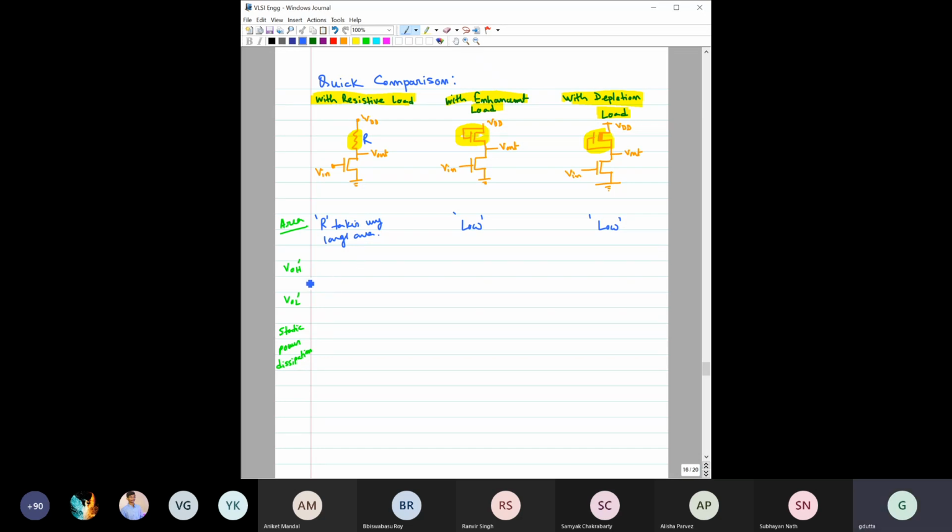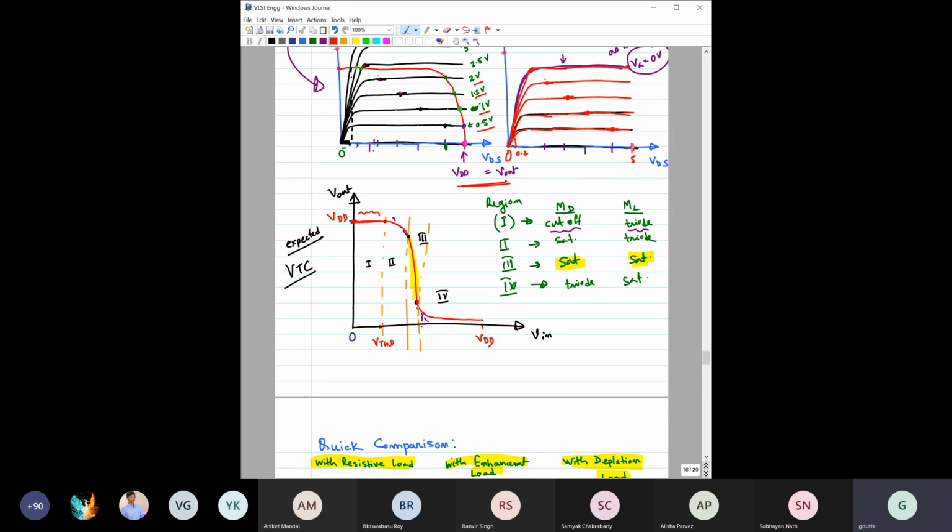What about VOH dash for this? VDD. Very good. What about for this? VDD minus VTH L. VTH of the load, L. Okay, load. And for this? VDD. We have done this today, VDD.